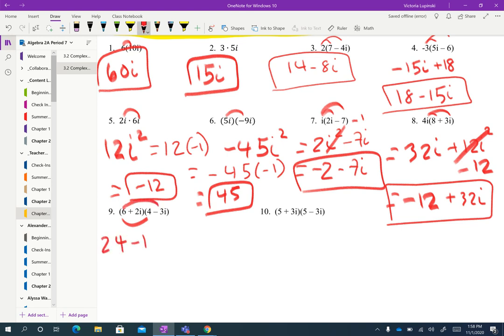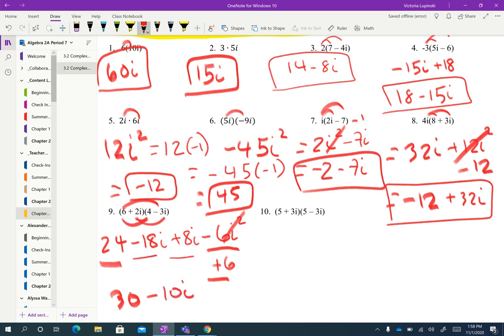Then your outers, negative 18i, followed by your inners. 4 times 2i is 8i, followed by your last. Be very careful here, a positive 2 times a negative 3, that is a negative 6. i times i gives you an i squared. A negative 6i squared, because i squared is negative 1, a negative 6 times a negative 1 becomes a positive 6. You're then going to add the real parts, so 24 plus 6 gives you a total of 30. Negative 18i plus 8i is going to give you negative 10i, and because your answer is in standard form, then you're done.